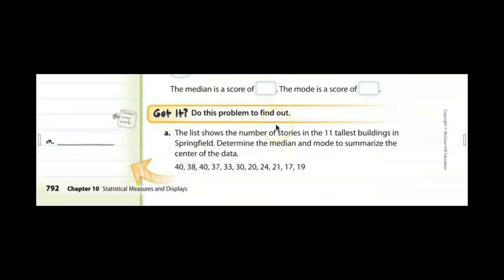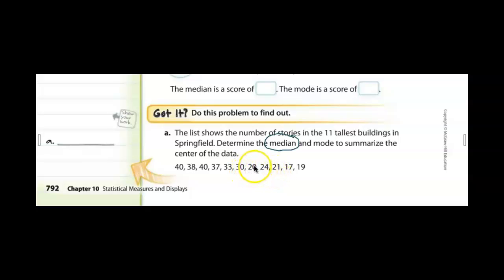Okay, we're going to do an example together. At the bottom of page 792, A says the list shows the number of stories in 11 tallest buildings in Springfield. Determine the median and the mode to summarize the center of data. So we're going to do the median first. So I'm going to circle median. Okay. The very first step when you have a list of a bunch of random numbers is to put them in order least to greatest.